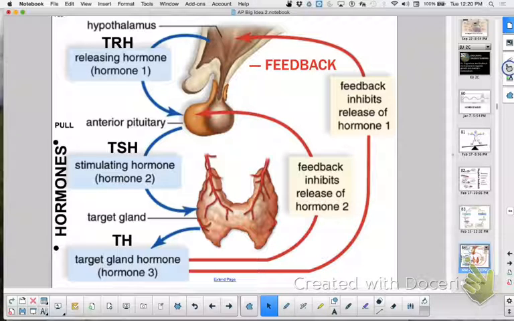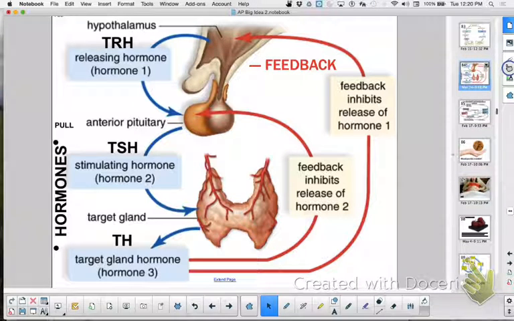So it's from the hypothalamus, TRH, to the pituitary, and then it stimulates a hormone that goes to the thyroid. Thyroid gland releases thyroid hormone, and once there's enough thyroid hormone, it goes back to the hypothalamus, and it stops the secretion of thyroid.